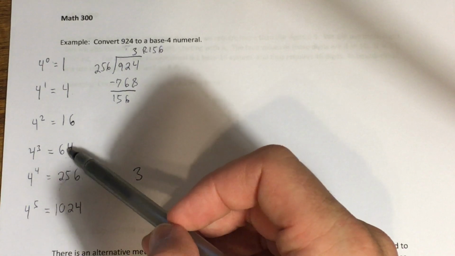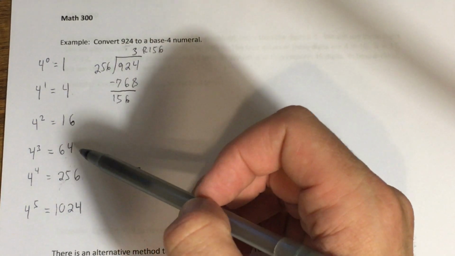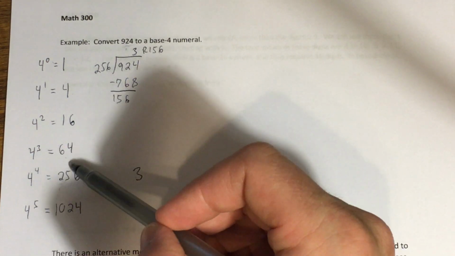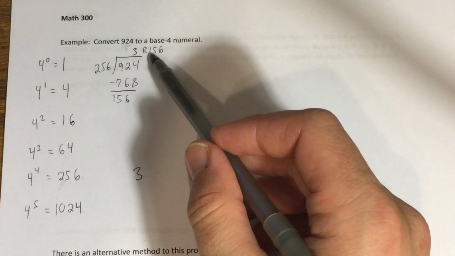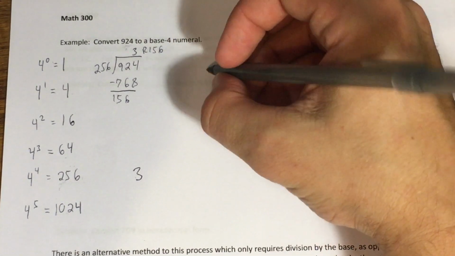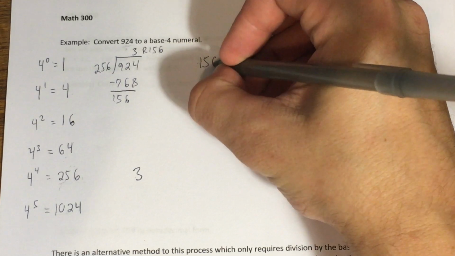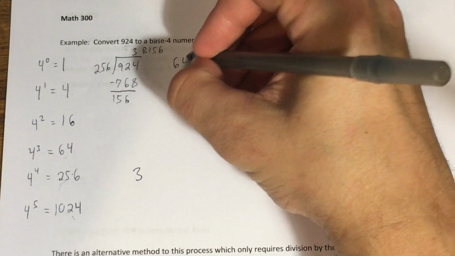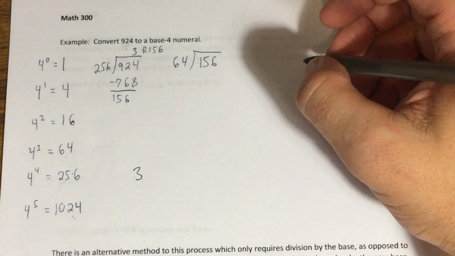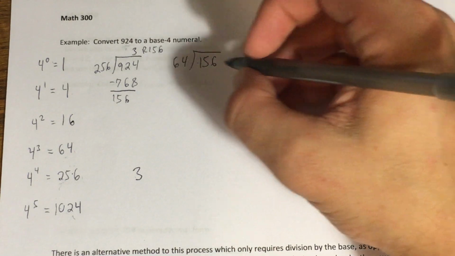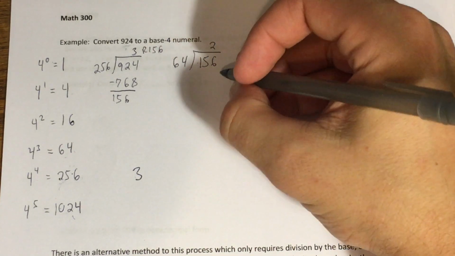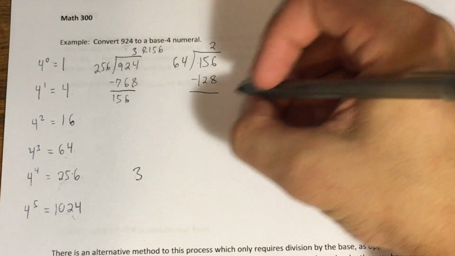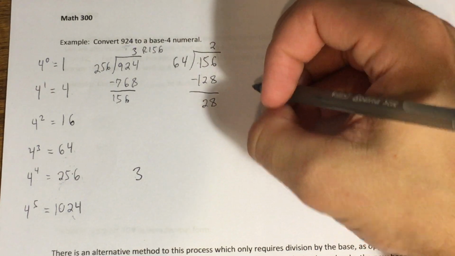Now I'm going to keep working my way from the bottom to the top of this list, asking how many times the next power of 4 down goes into what's left of this number. That would be the remainder. So I'm going to take my remainder, 156, and divide it by the next power of 4, which is 64. How many times does 64 go into 156? You should see that it goes in twice. 2 times 64 is 128. If I subtract, that gets me a remainder of 28.